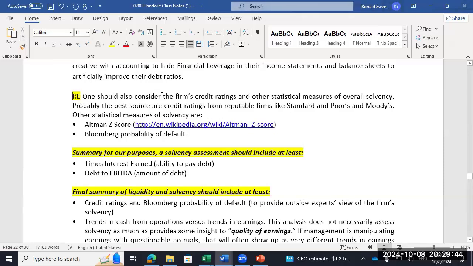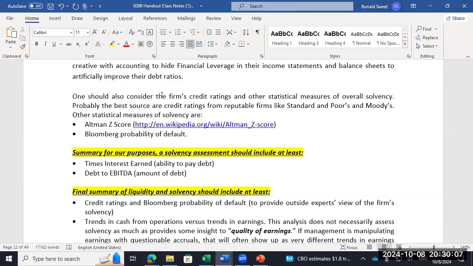And I'm going to talk about the summary of this section. All right, so you got liquidity: cash from operations, net working capital, and free cash flow. Then you got solvency: times interest earned and debt to EBITDA. Now you're going to summarize liquidity and solvency all together. We're going to look at the quality of earnings. We talked about that last class.